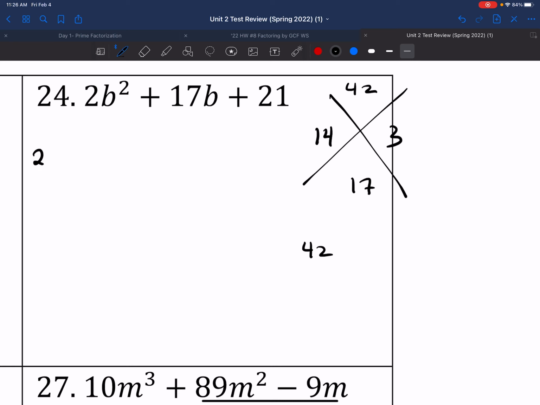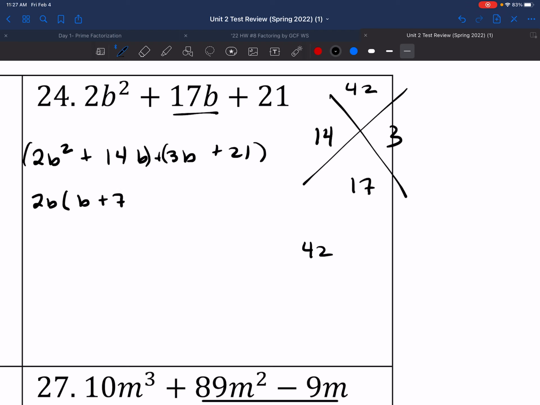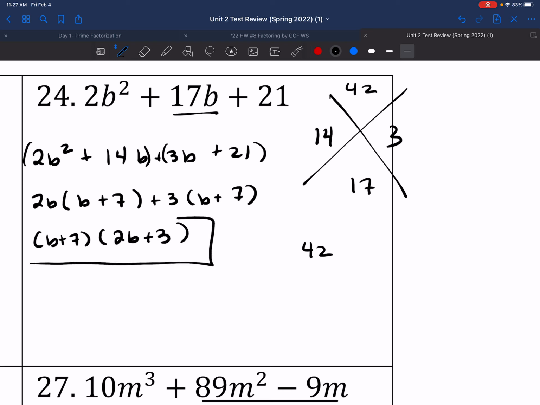So then I write 2b squared plus 14b plus 3b plus 21. Remember, 14b plus 3b is going to give you 17b. That's right. So let's go ahead and group. And you're left with 2b times b plus 7, and then here you put plus 3 times b plus 7 here. You factored one more time. This is your answer.